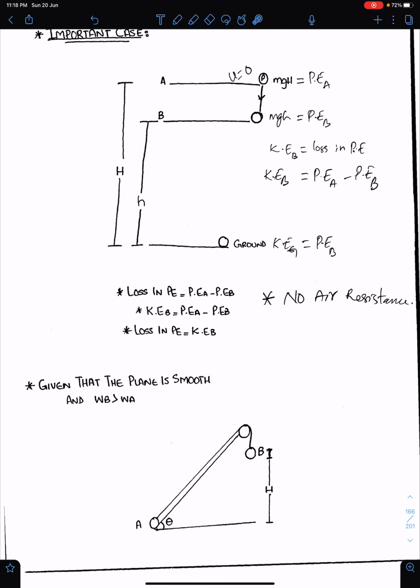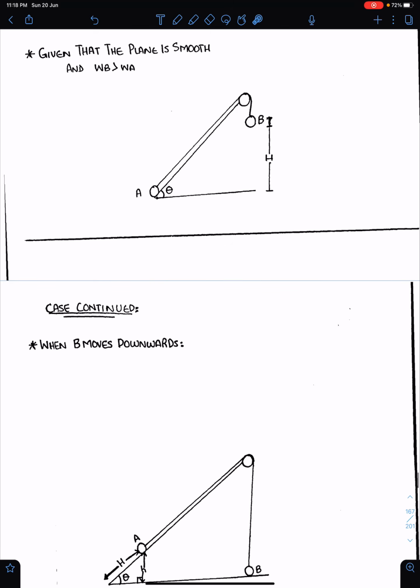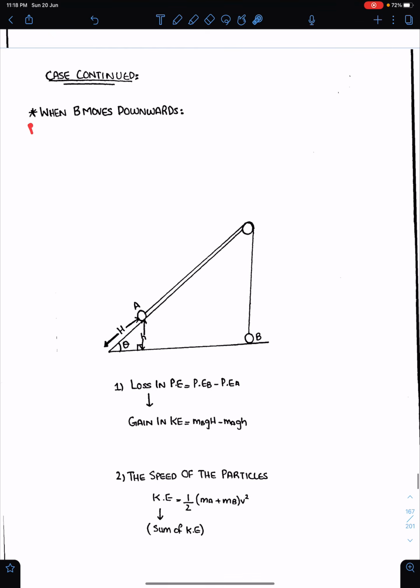Next, given that the plane is smooth and weight of particle B is greater than the weight of particle A, this situation is here. So when the system is released from rest, B will move in this direction and A will move in this direction. This is mentioned here when B moves downwards. So loss in potential will be this, potential of B minus potential of A. Height of A is this.